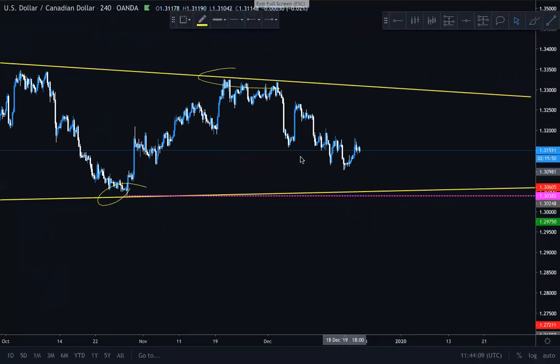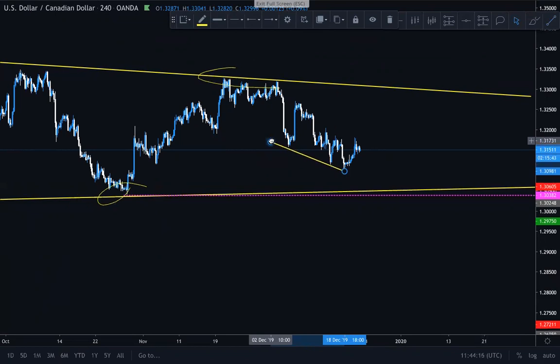Because trend lines are just a guide. The most important thing is the price action, price structure, everything like that.